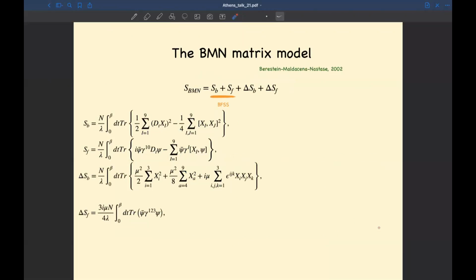So to study both phases simultaneously, we have to look at the BMN matrix model. This is from the initials of Berenstein, Maldacena, and Nastase in 2002. And what it basically does is to add some terms in addition to BFSS, where BFSS is given by this action here, while the deformation terms are given by delta S_B and delta S_F for bosons and fermions.